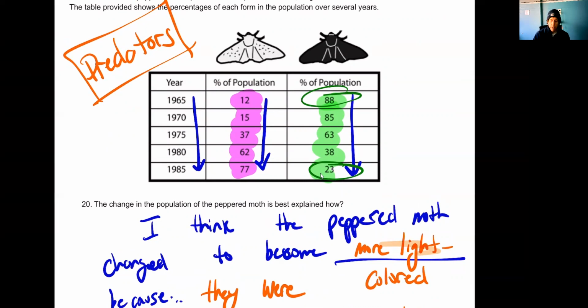Remember when we did our investigation, it had to do something with predators. So can you tell me why that is happening there? Can you see that in the table and explain it?